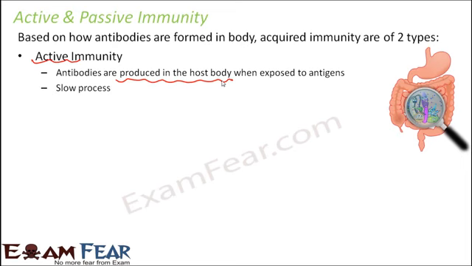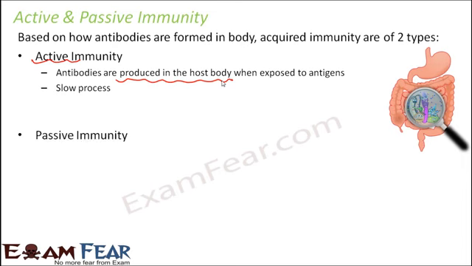So it is obviously a slow process because, as I mentioned before, the production of antibodies will not just happen at the spur of a moment. It will take its own time to give its full effective immune response. So this is about active immunity.